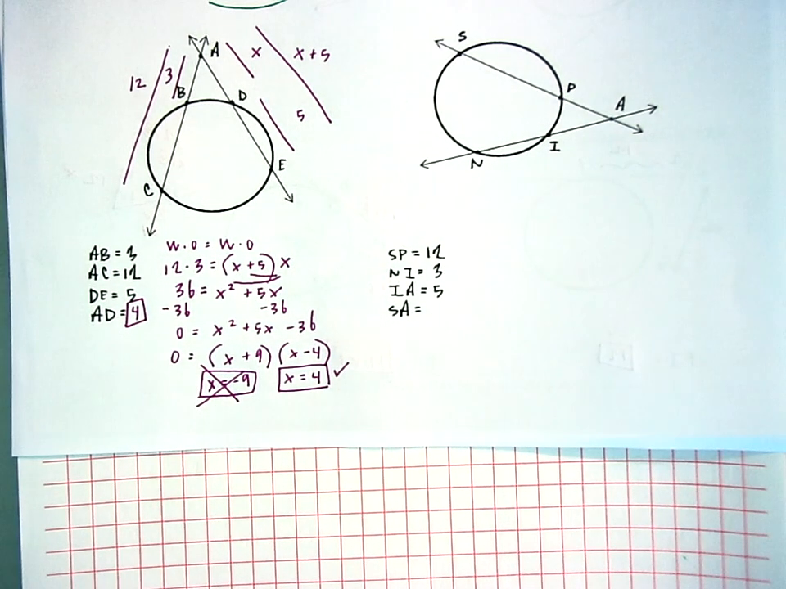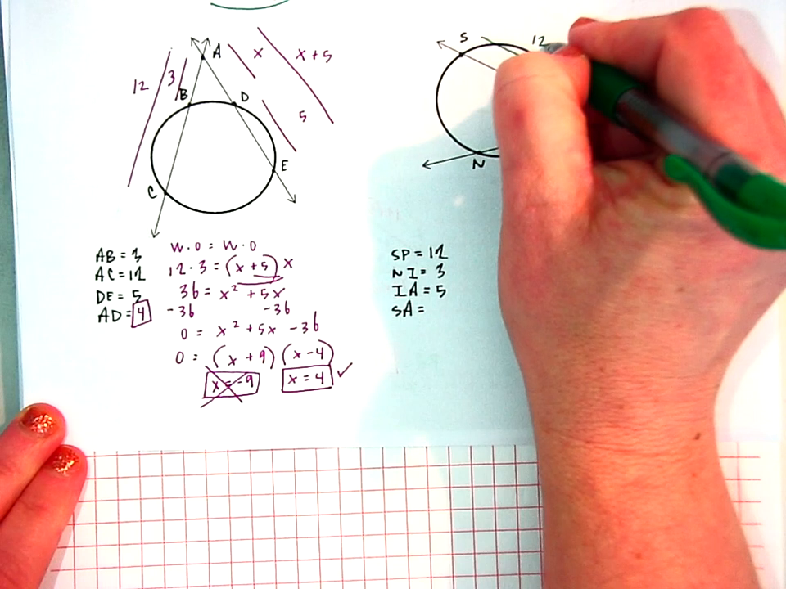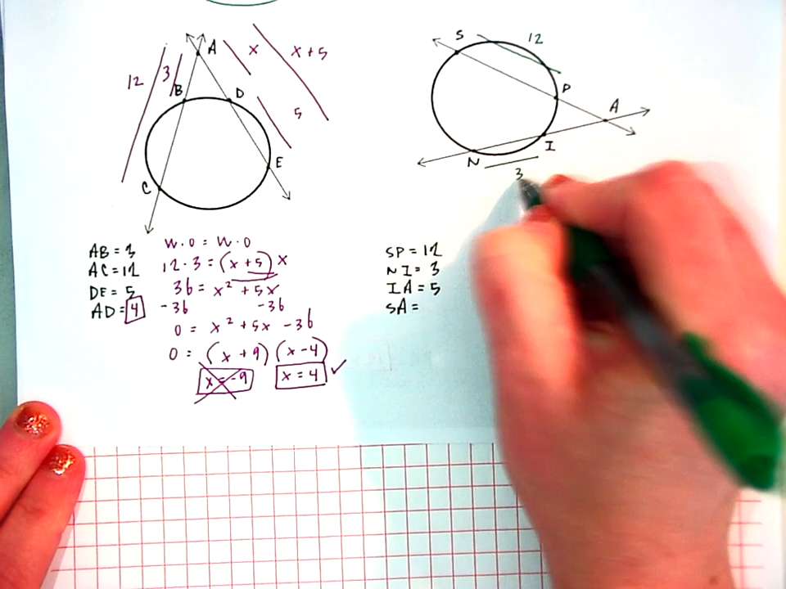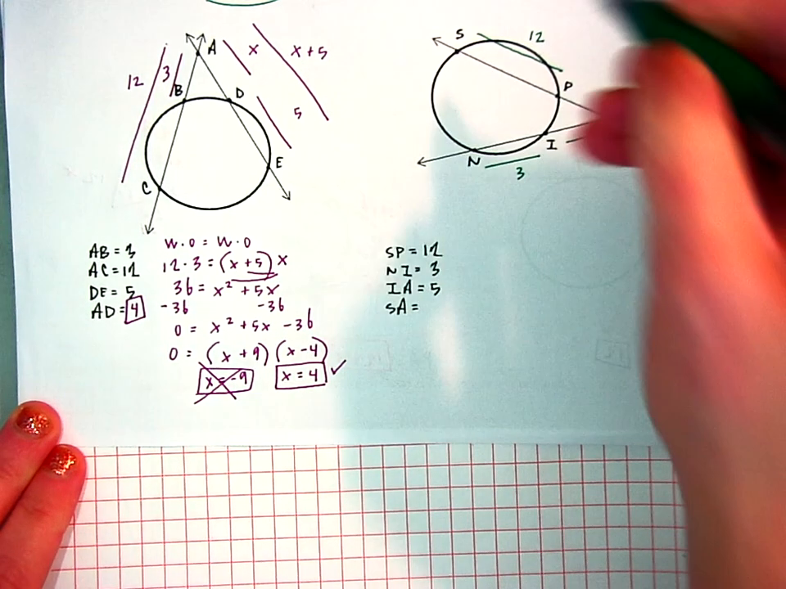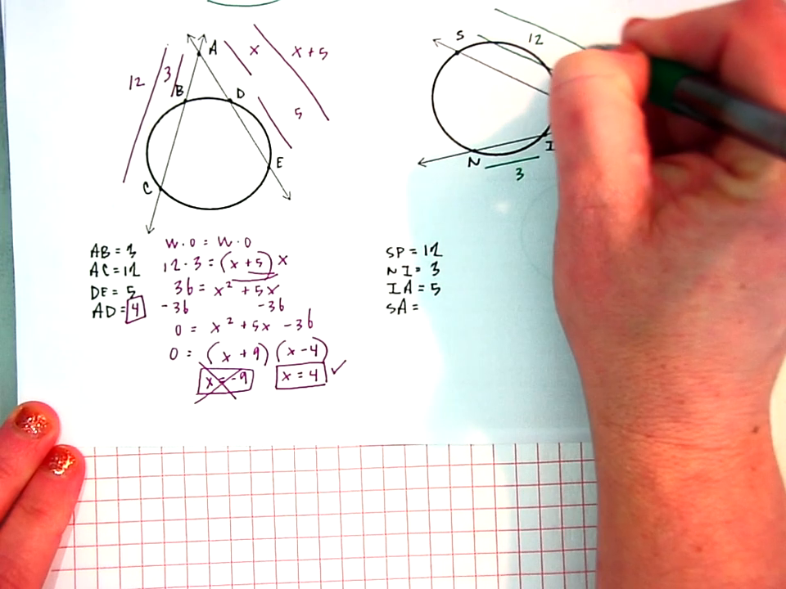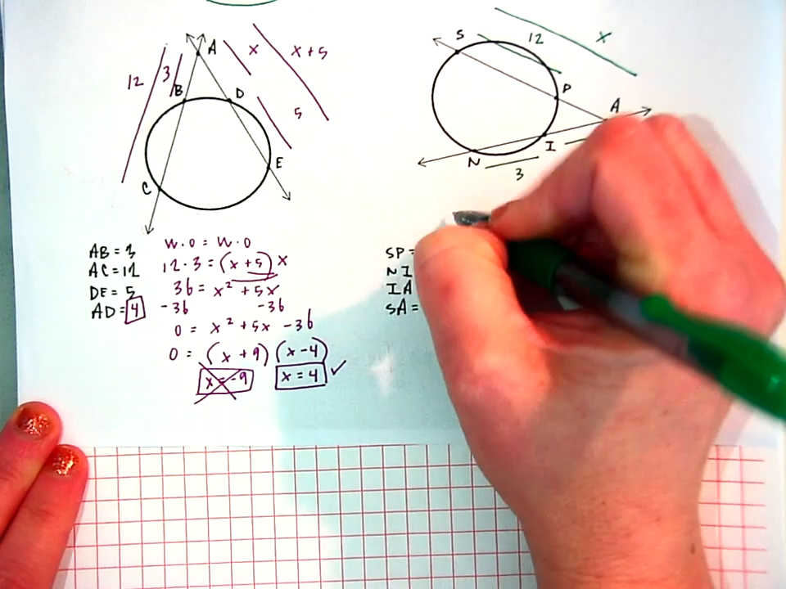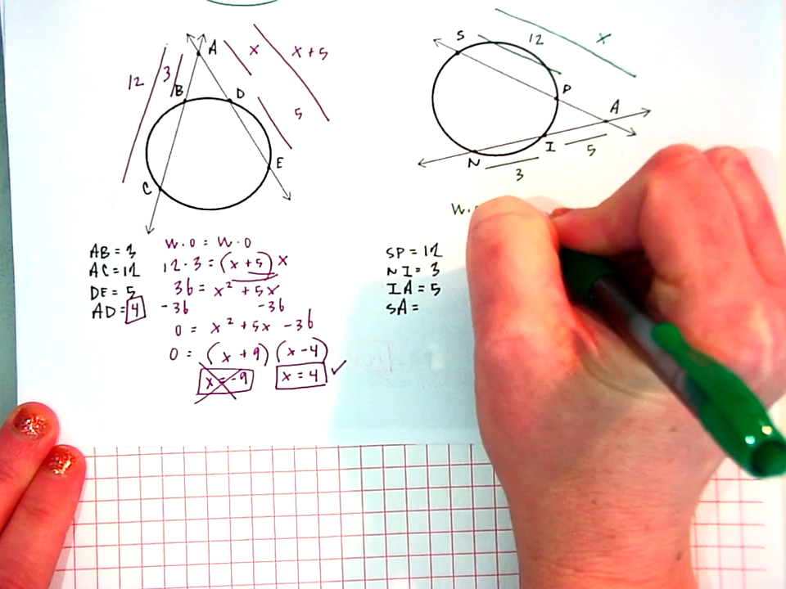Okay, one more variation. So for this one, we are told that SP, so SP right here, that is 12. NI is 3. IA is 5. And we're solving for SA. We want this whole portion, that is X. So I know that I'm doing whole times outside equals whole times the outside.